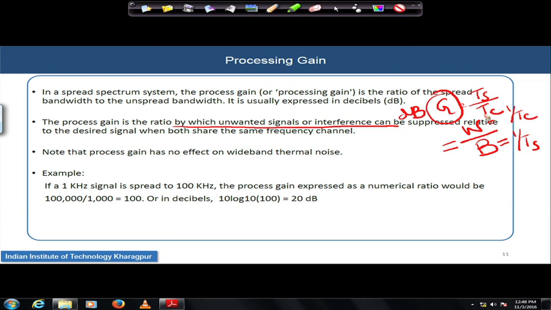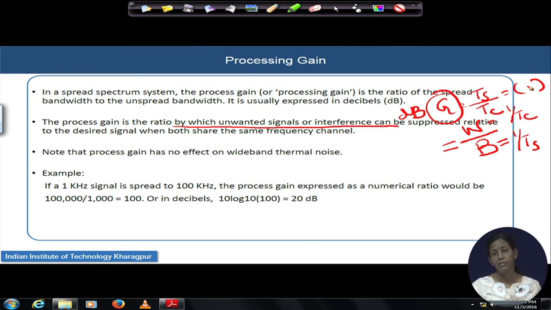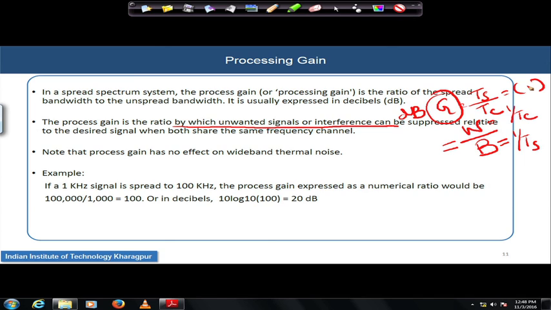This factor will always have some integer value, and the value that you compute here directly tells by what amount the interference can be suppressed with respect to the signal when both of them share the same frequency channel for the transmission. And remember, this processing gain has no effect on the wideband thermal noise. The jamming process, as I was mentioning in the earlier slide, and the noise process are completely independent of each other.